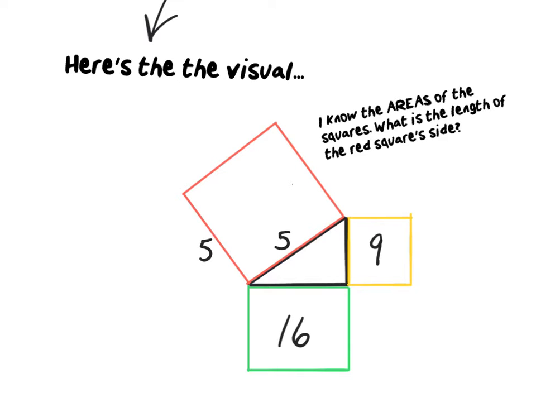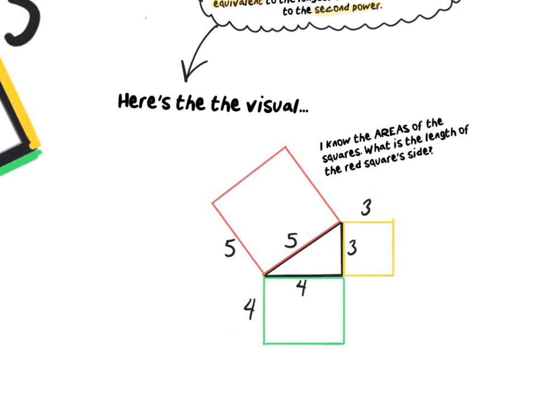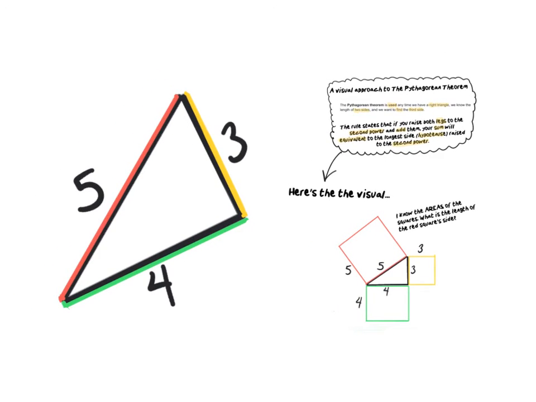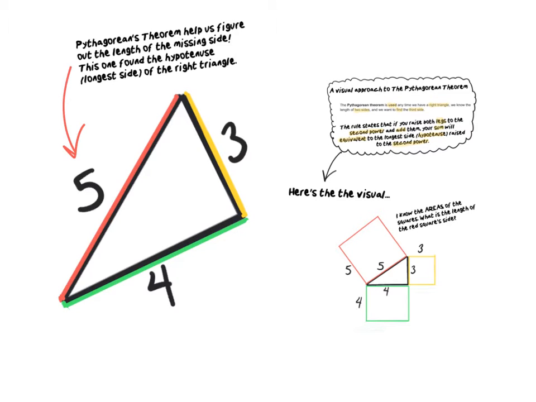5 times 5 gives me the 25. 4 times 4 gives me the 16. And 3 times 3 gives me the 9. Now I know the side lengths. So now we figured out the longest side, which is 5. The Pythagorean theorem helped us figure out the length of the missing side. In this example in particular, we found the length of the hypotenuse, which is the longest side of the right triangle.